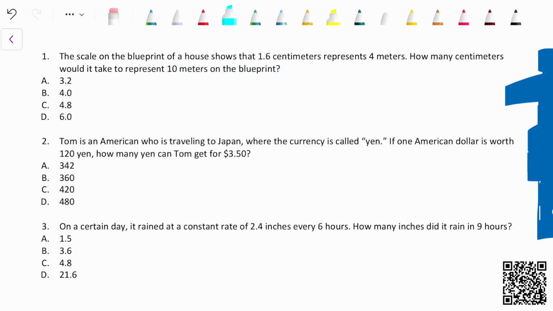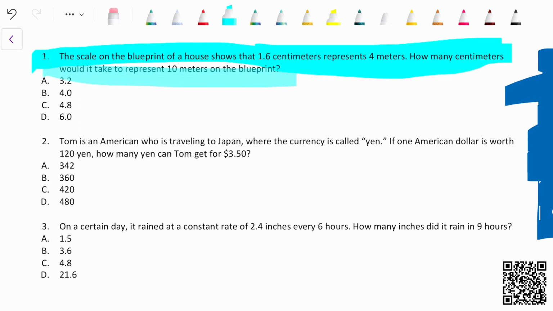Today we're going to be looking at some even more proportions. So the first question today is, the scale on the blueprint of a house shows that 1.6 centimeters represents 4 meters. How many centimeters would it take to represent 10 meters on the blueprint?